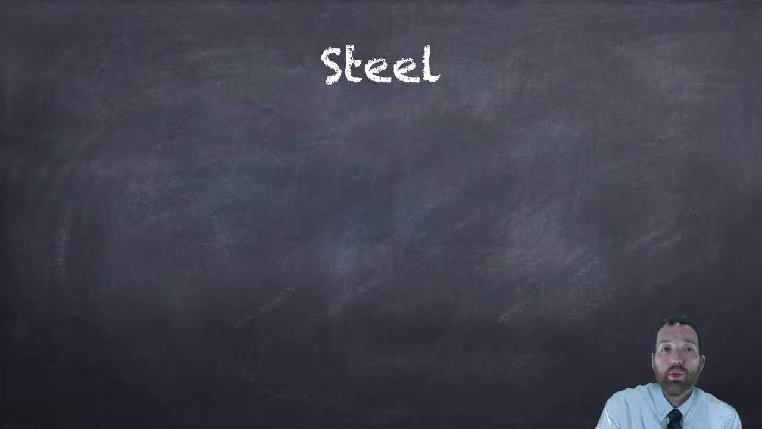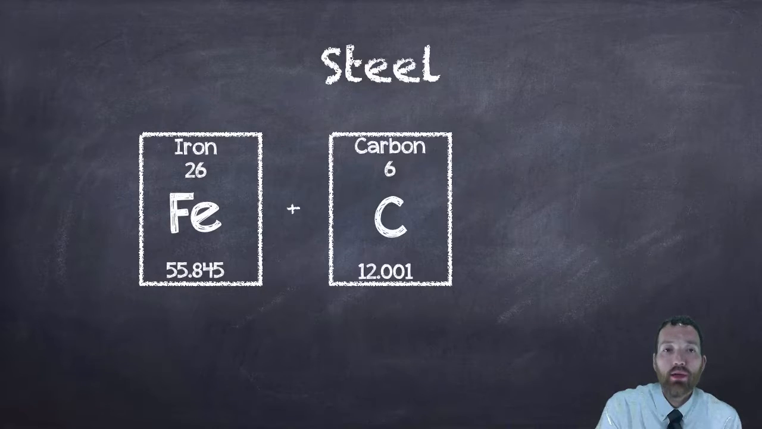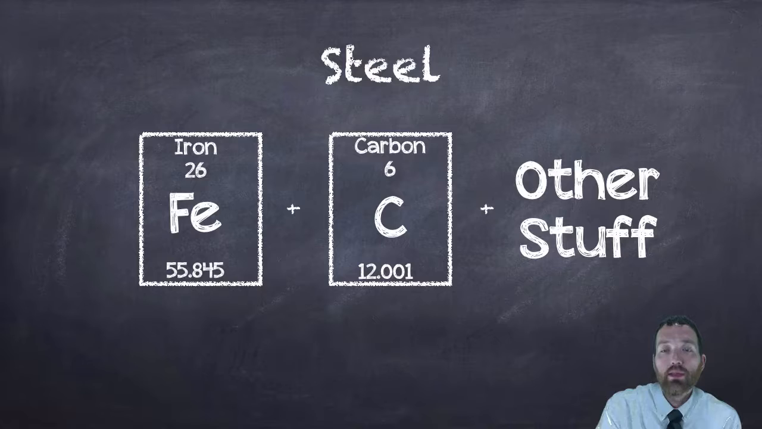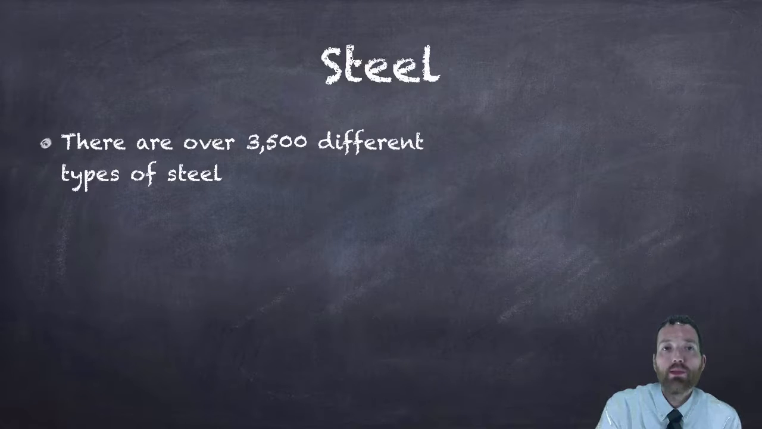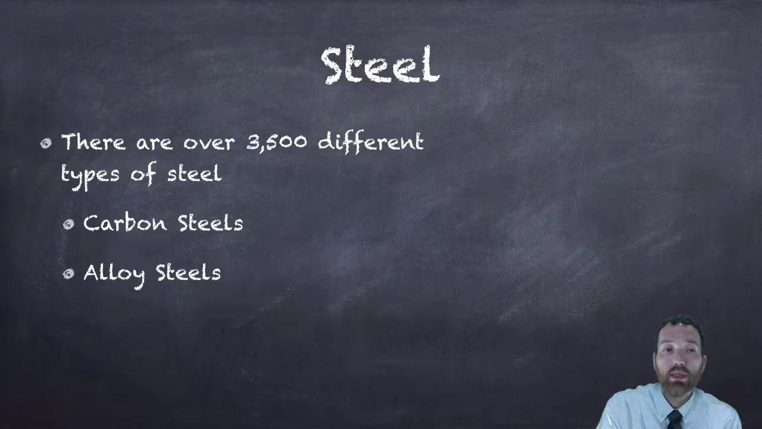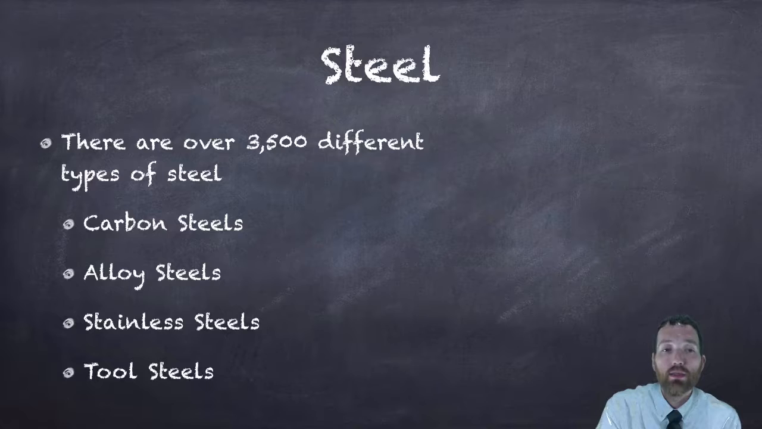Steel is a very important alloy. Steel is made of iron and carbon and then some other stuff, and that other stuff gives all the different steels their different properties. There are over 3,500 different types of steels, and they fall under four major categories like carbon steels, alloy steels, stainless steels, and tool steels, that are used for a variety of purposes from building construction to kitchen knives.